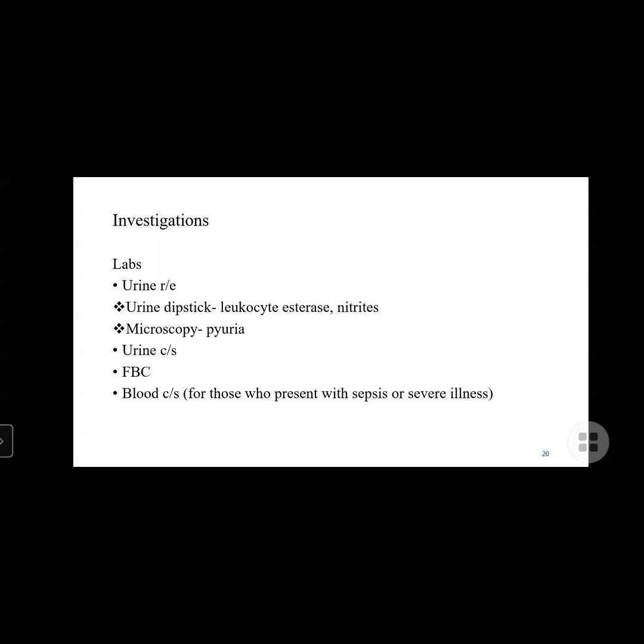We can also do microscopy, and we are usually watching out for pyuria, which is white blood cells in the urine. For white blood cells in the urine, it is significant when it's greater than 10 per microliter.